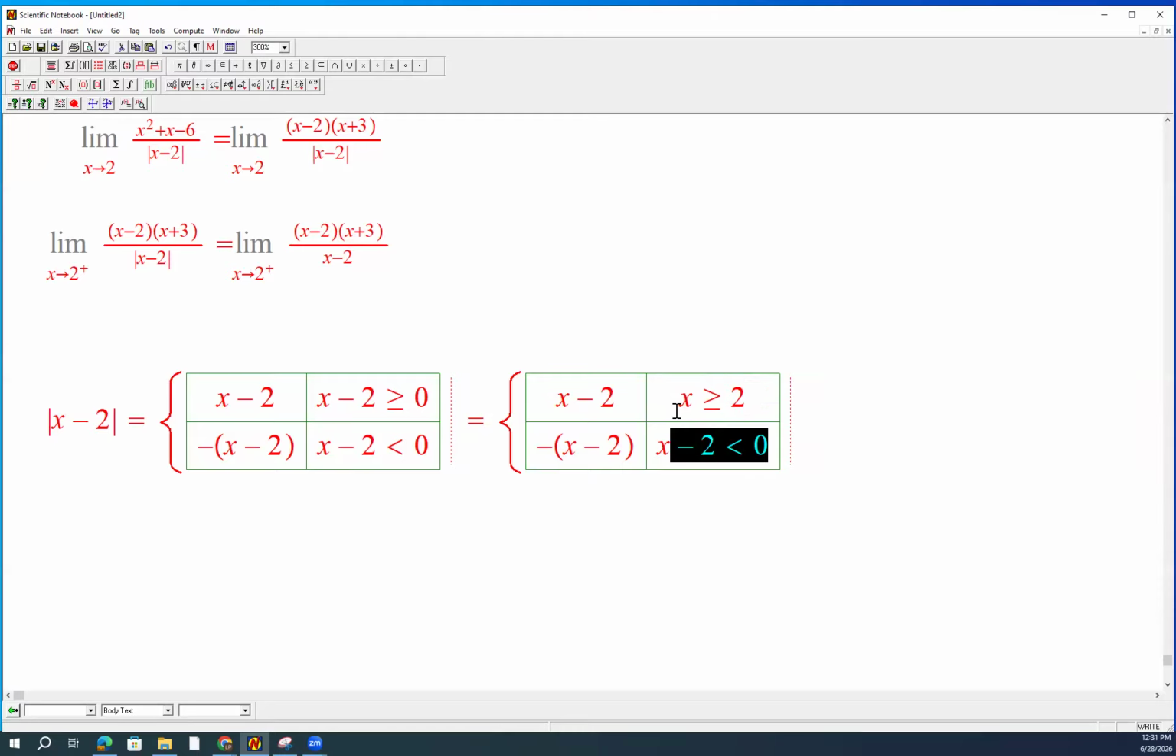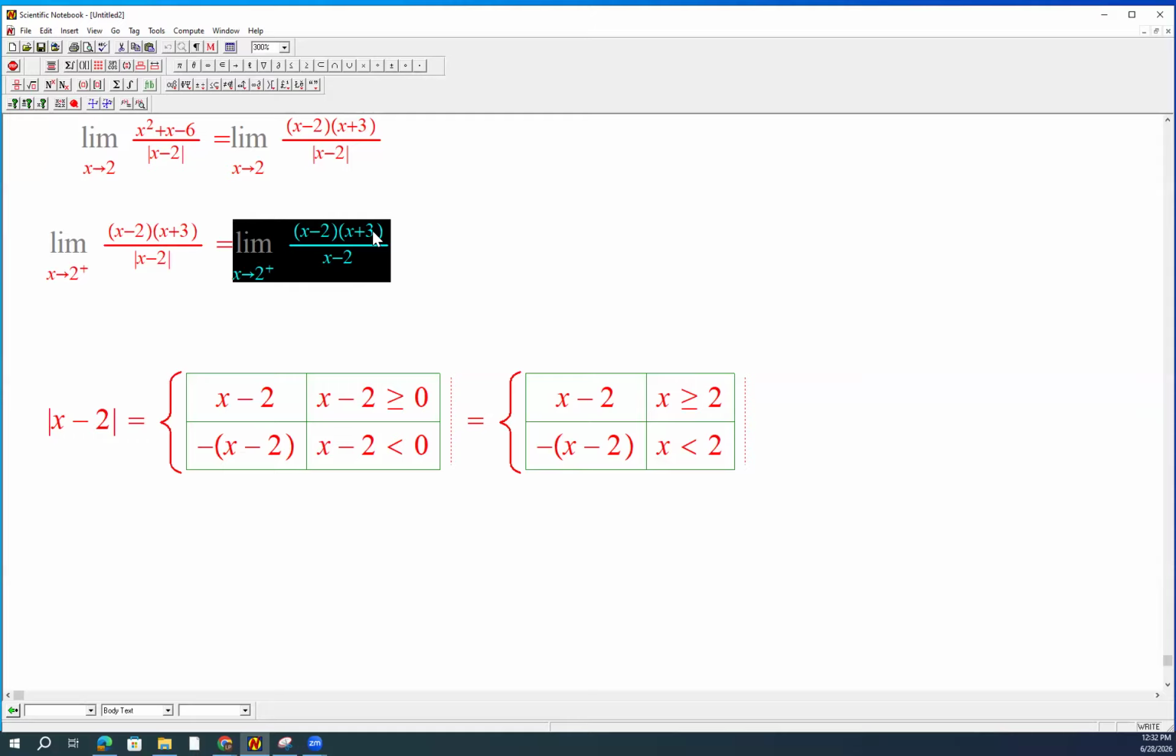So what we are using here is the top piece, when x is greater than or equal to 2. And x cannot be 2, by the way, because of the domain of this function. But this x cannot be 2 is implied in the definition of limit, okay? X cannot be 2 is implied in the definition of limit.